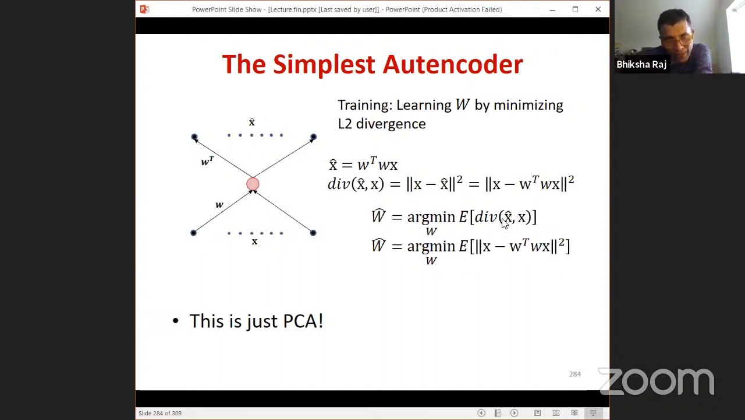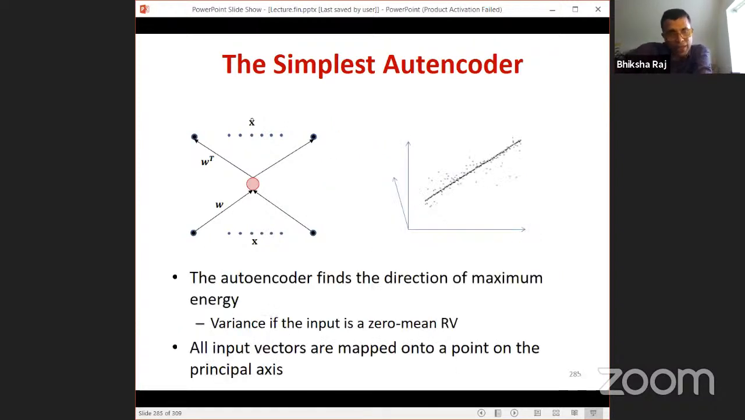What weights will I get? Anybody who looks at this formula is going to be able to tell me immediately that this is just PCA. In fact, if I have an autoencoder with just one linear neuron, what I will be performing is principal component analysis. The autoencoder is going to find the direction of maximum energy, or if the input is a zero mean random variable, it's going to find the direction of maximum variance.